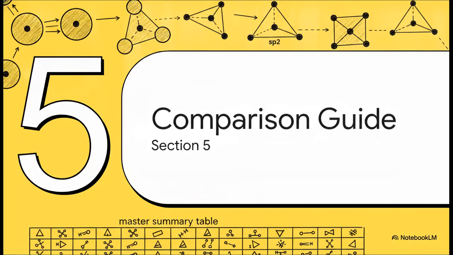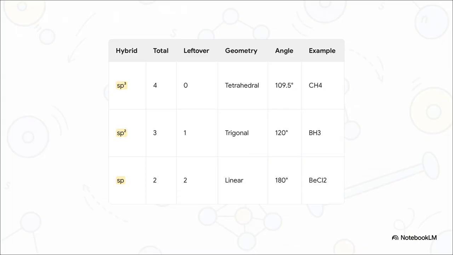Section 5, Hybridization Comparison Guide. Let's move to our master summary table and see how all of this builds together, locking in those patterns. So the absolute coolest part is this mathematical pattern right here. Just look at the superscripts in the hybrid names. They literally give the answer away.